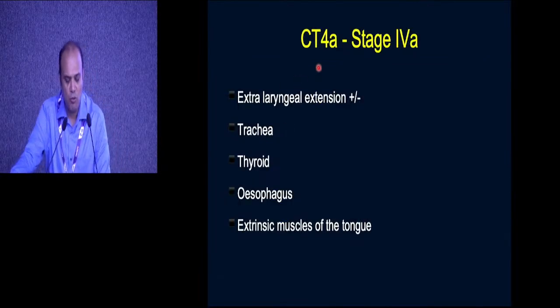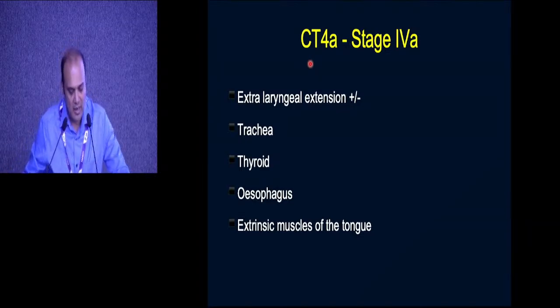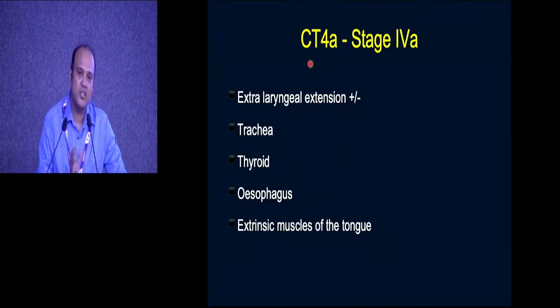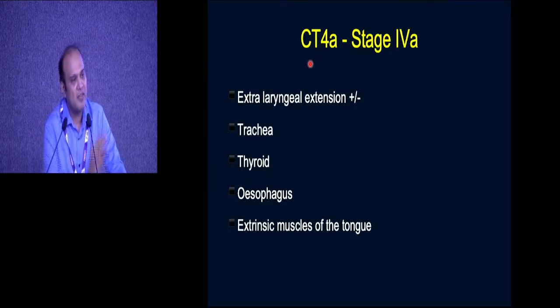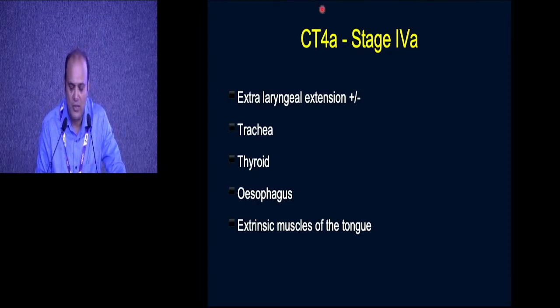Coming to T4A disease, it's a heterogeneous disease. Extralaryngeal spread without cartilage destruction is also T4A. If the thyroid membrane is pierced, cricothyroid membrane is pierced, it's T4A. A through and through cartilage is also T4A. Trachea, thyroid gland, esophagus, even extrinsic muscles of tongue from a supraglottic tumor, it is T4A disease.